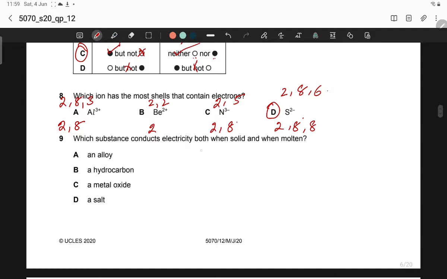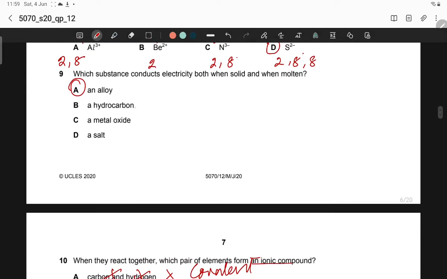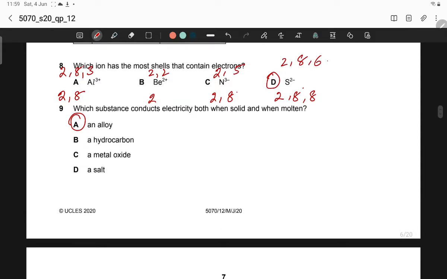Which substances conduct electricity both when solid and when molten? Alloy conducts electricity when solid and molten. This must be correct. Hydrocarbon is a covalent molecule. Metal oxide conducts when molten but cannot conduct in solid state. Salt also. So this is incorrect.